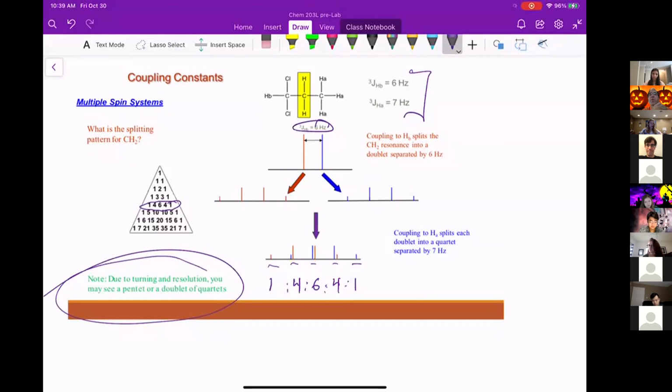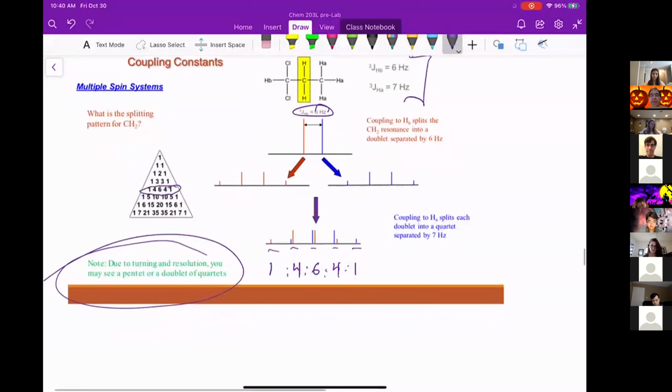Can you predict which one's going to happen? Probably not. So you just need to kind of keep it in your mind. Okay, I see a lot of signals here. I know that it could be one of 2 options that are happening here if I've got protons on both sides.